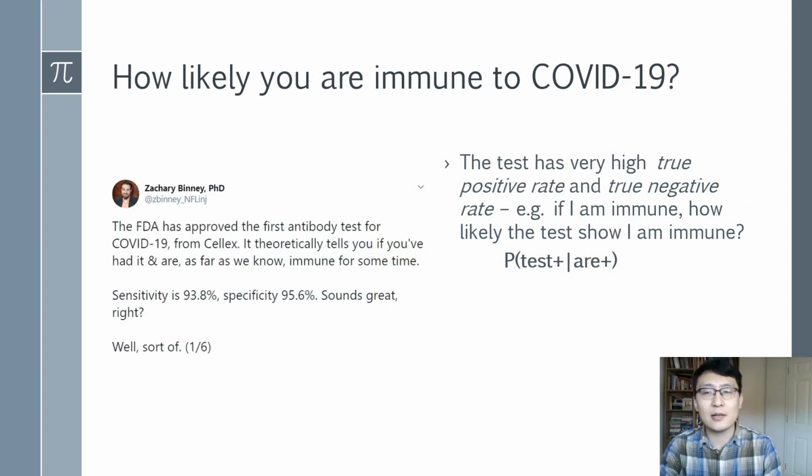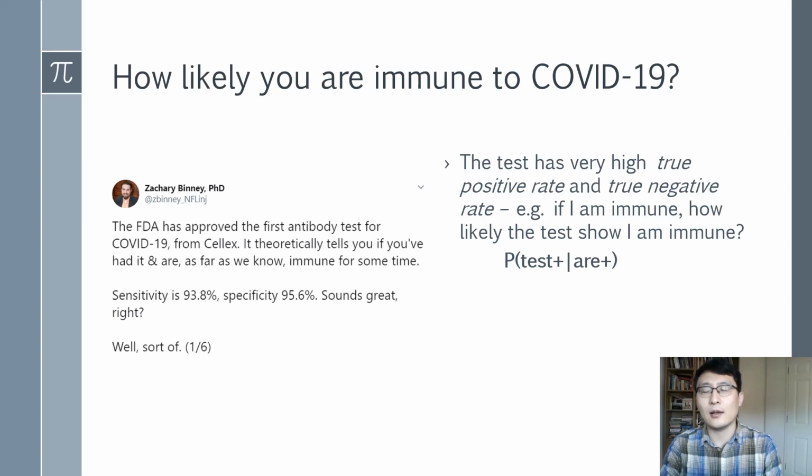So now let's go back to the question. The question is how likely you are immune to COVID-19, right? We just discussed sensitivity and specificity, the true positive rate and true negative rate, which are both very high. True positive rate and true negative rate sound great, right? But it's not really that straightforward.